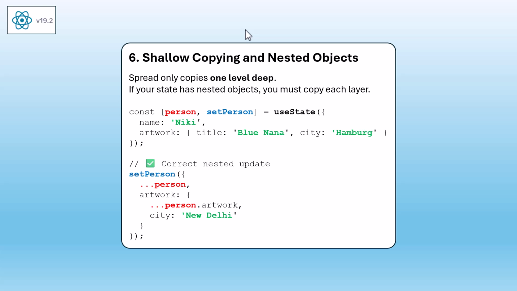It might seem a bit repetitive, but it's the safest and most reliable way to make sure React knows exactly what has changed. By replacing the whole structure step by step, you ensure that every level of your state tree is fresh and up to date.